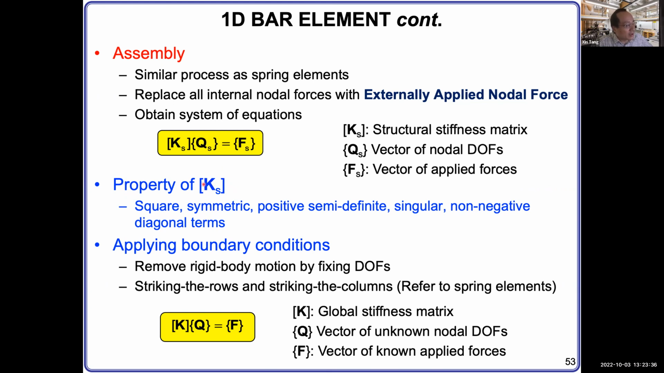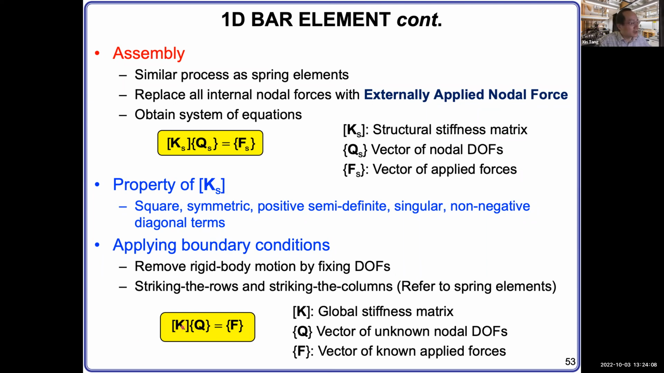Now, once we have the Ks, we can add in the boundary conditions, using the same way we did for the spring system. We can remove rigid body motion by fixing the degrees of freedom, and then strike the corresponding rows and columns out. So all the unknowns will be on one side of the equation, with many rows and columns removed. We have KQ equal to F.